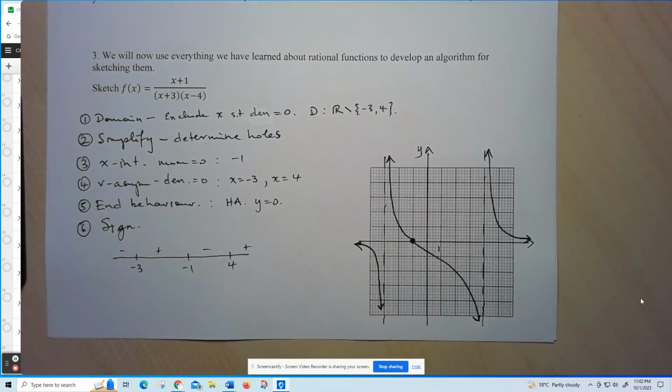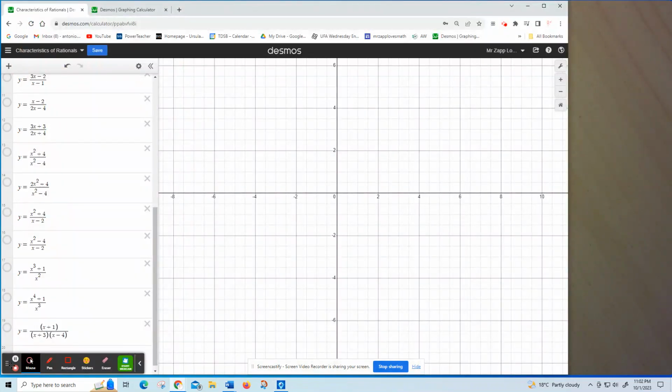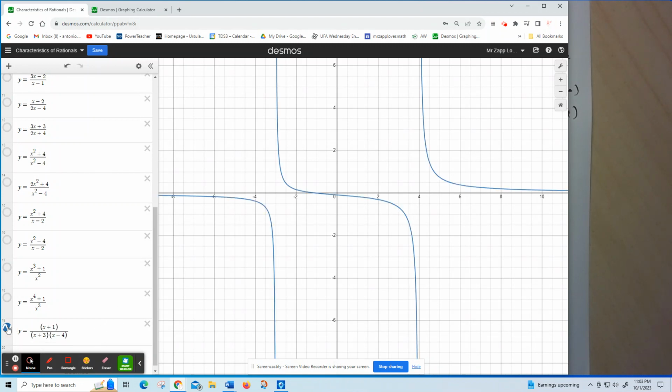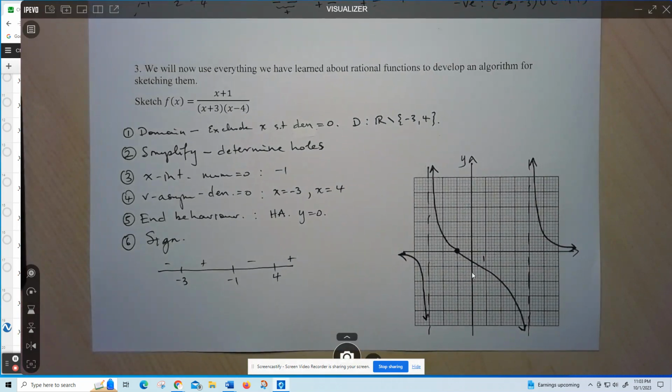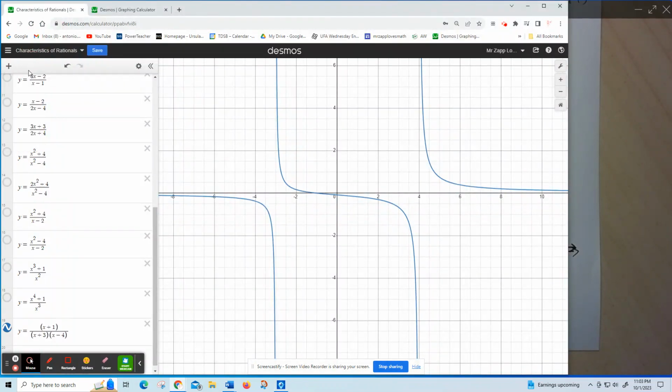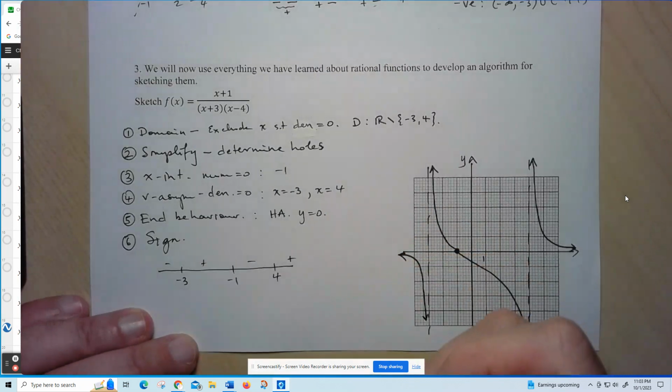So let's go check on Desmos to see how well we did. All right, so let's have a look at this function here. Let's graph it. And when you look at the graph, you see that we came up with something very, very similar. Obviously, the exact shape might look a little different, but it's still pretty close. All right? So this is going to be the algorithm that we're going to use for curve sketching.